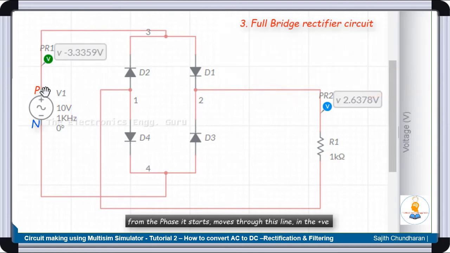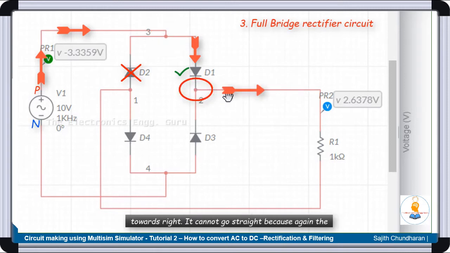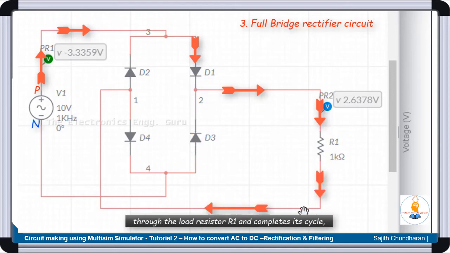So from here, from the phase, it starts to move through this line in the positive half cycle, comes to this junction. From here, as you can understand, it moves to the right hand side. Why does it move to the right hand side? As this diode will be forward biased in the positive half cycle, it goes through D1, comes to this junction 2, and then it moves to the right. So it cannot go straight because the diode over there is reverse biased, so it has got to move in this line, come through the PR2, go through the load resistor R1 and complete its cycle.